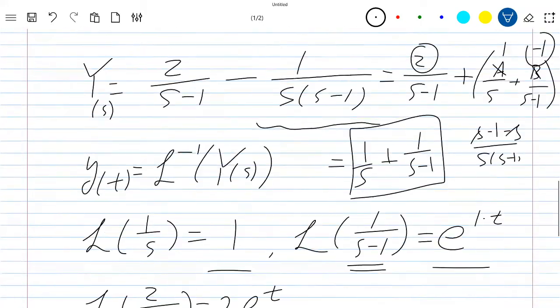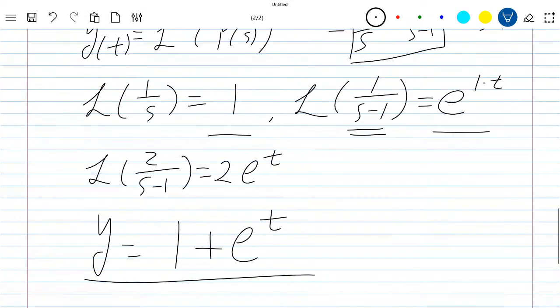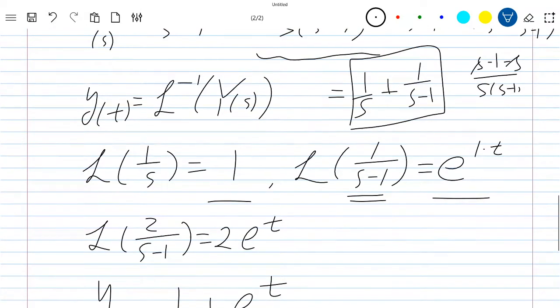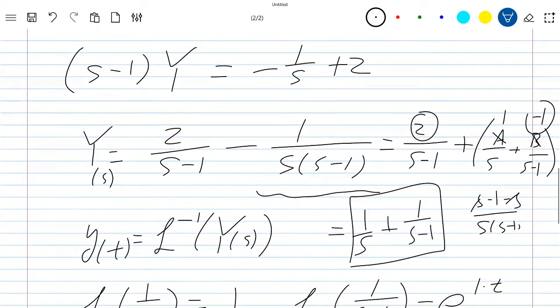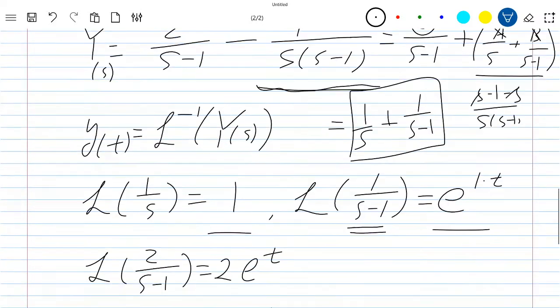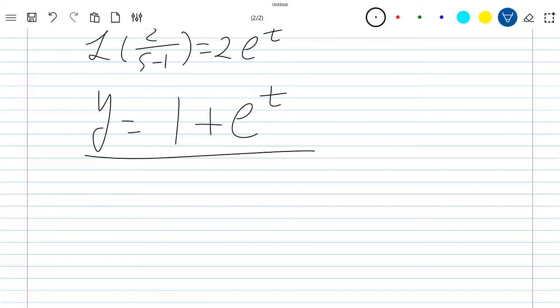So that's a typical procedure. You construct a function for capital Y and solve it, then recover the little y by inverse transform through table lookup. Okay, and in this inverse transform, you have to use partial fractions to make them into smaller terms. Okay, now let's apply it to a high order equation.